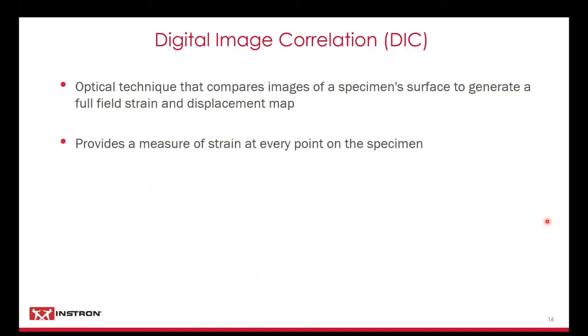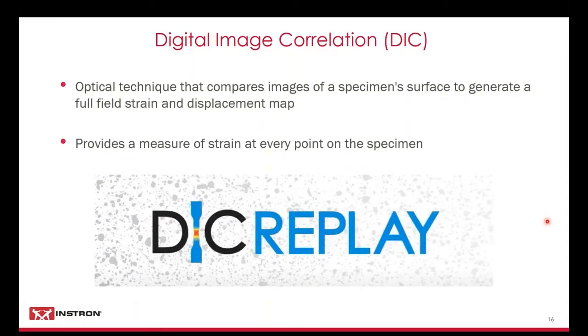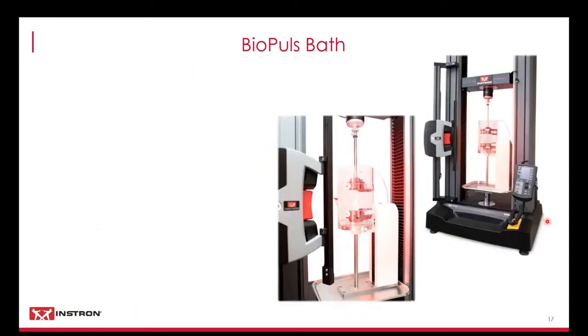So that brings us to digital image correlation. DIC, which we didn't invent, is an optical technique to compare images of a specimen surface during a test. The images are taken during the test, but the DIC is calculated post-test, and it generates a full field strain and displacement map. From that, you can get all sorts of information. The idea is that it provides a measure of strain at every point on the specimen, as opposed to just between 2 dots. And we'll get more into the DIC replay software in a little bit.